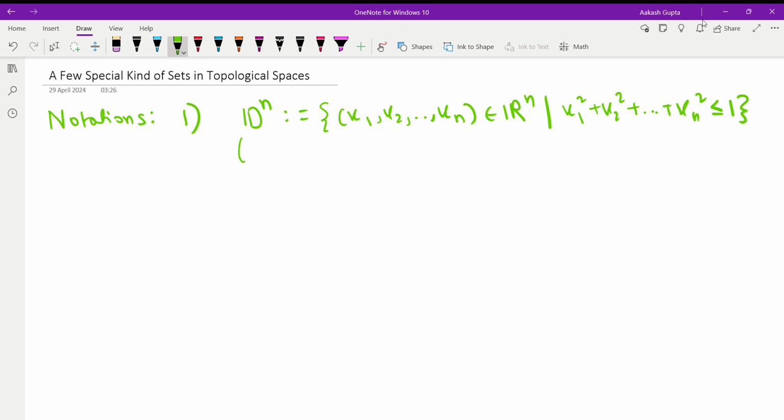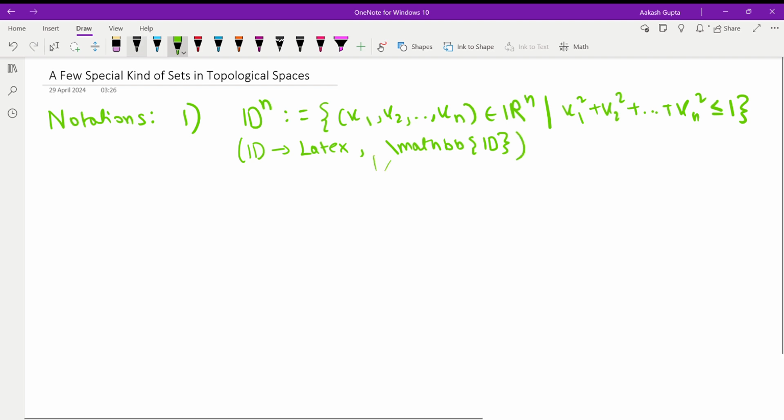So if you want to write this kind of thing in LaTeX, the command is I think slash math bbd. Maybe my slash is the wrong one. It's another side, this or this. So something like that.